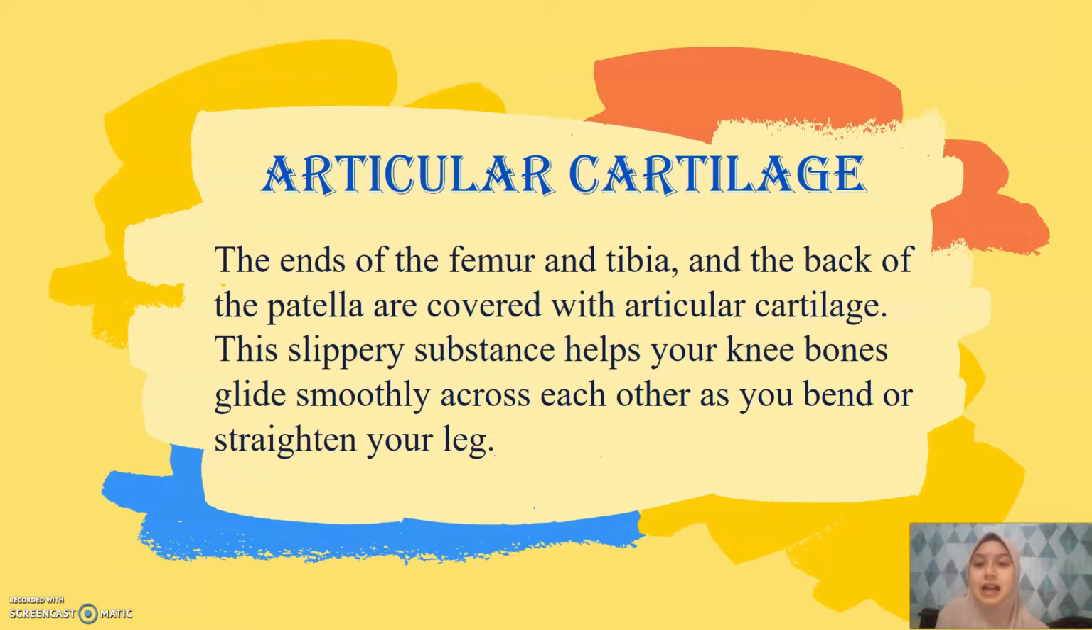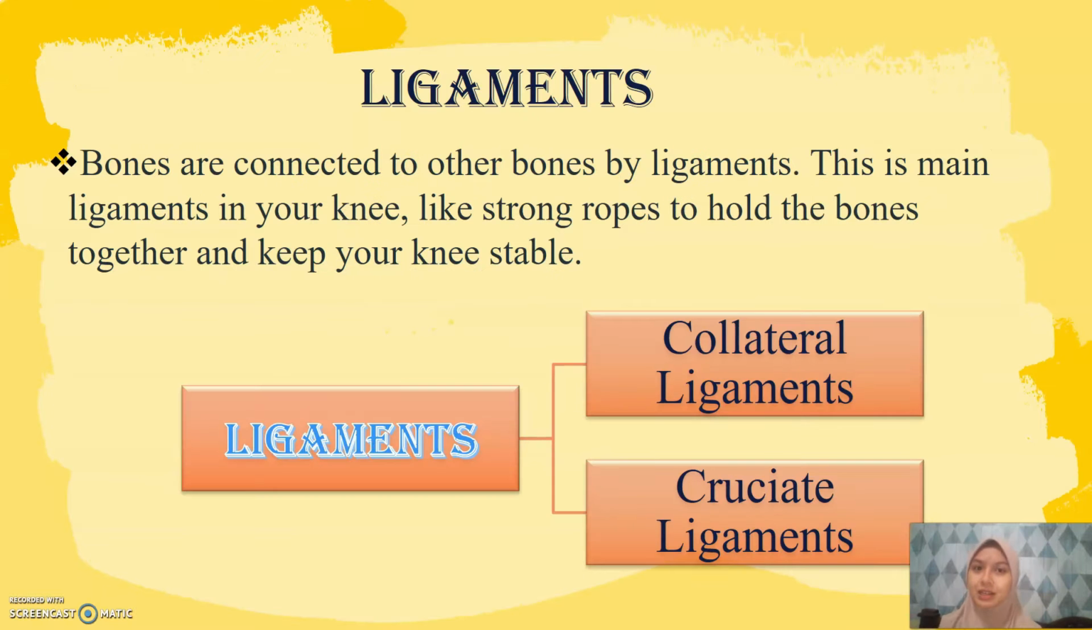Okay, second is articular cartilage. The end of the femur and tibia, and the back of the patella are covered with articular cartilage. This slippery substance helps your knee bones glide smoothly across each other as you bend or straighten your leg. Okay, next is ligament. Bones are connected to other bones by ligaments. These are the main ligaments in your knee, like ropes to hold the bones together and keep your knee stable. There are two types of ligament.